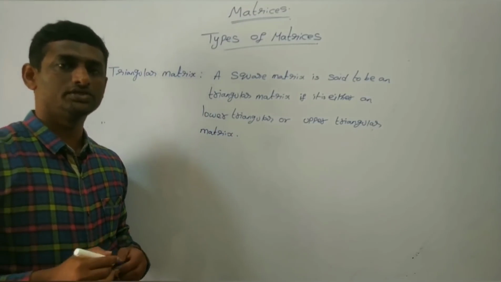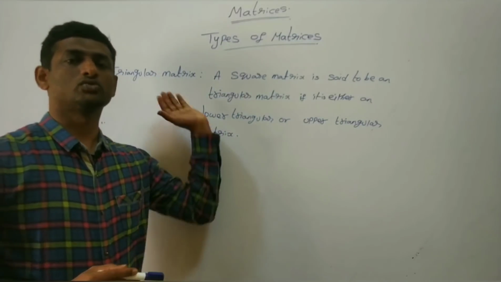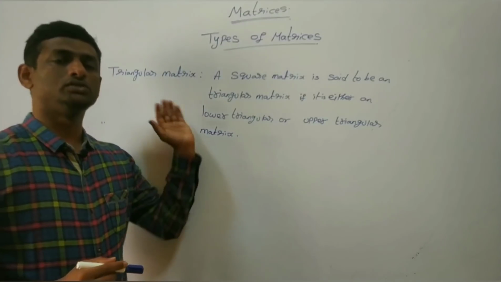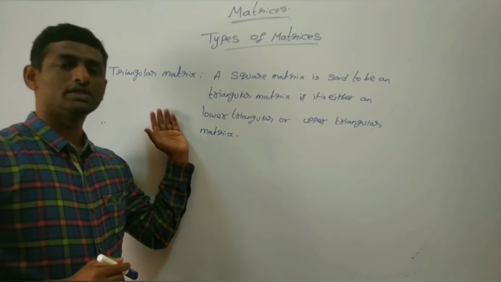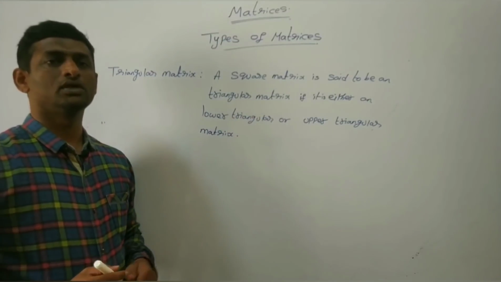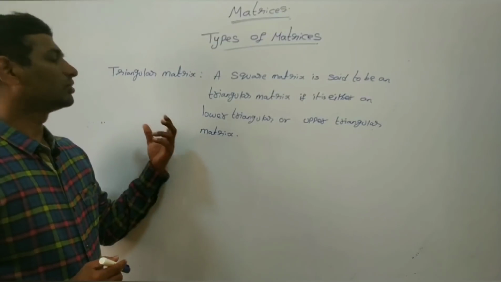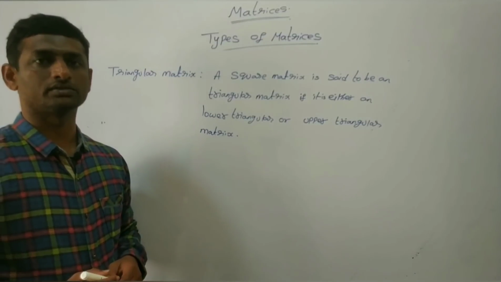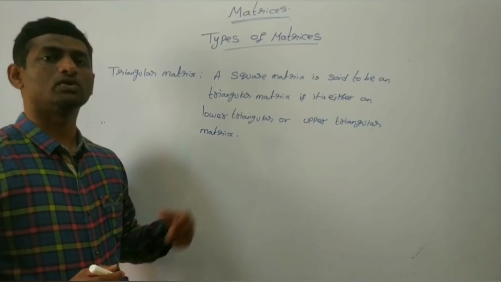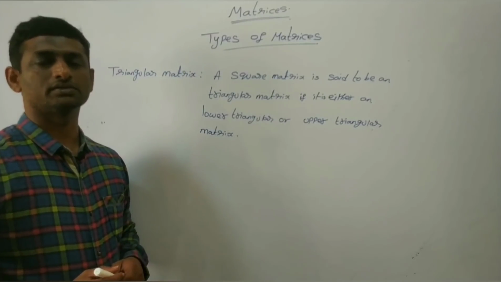So in this section, what we have discussed is what are the types of matrices: square matrix, zero matrix, what is the trace of the matrix, what is the row matrix, what is the column matrix, what is the triangular matrix, what is the lower triangular matrix, and what is the upper triangular matrix. What is the diagonal matrix, what is the scalar matrix, what is the identity matrix, what is the zero matrix.